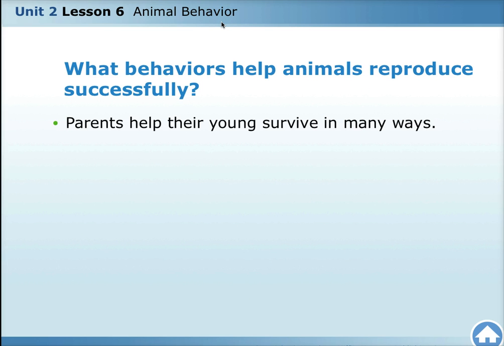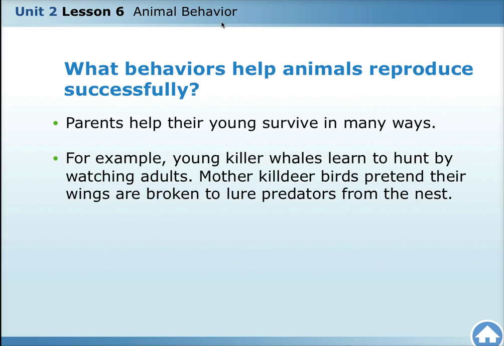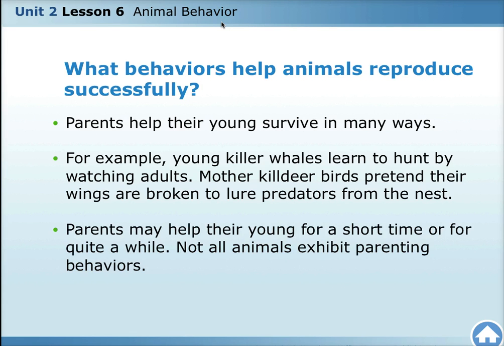Parents help their young survive in many ways. For example, young killer whales learn to hunt by watching adults. Mother killdeer birds pretend their wings are broken to lure predators from their nest. Parents may help their young for a short time or for quite a while. Not all animals exhibit parenting behaviors.